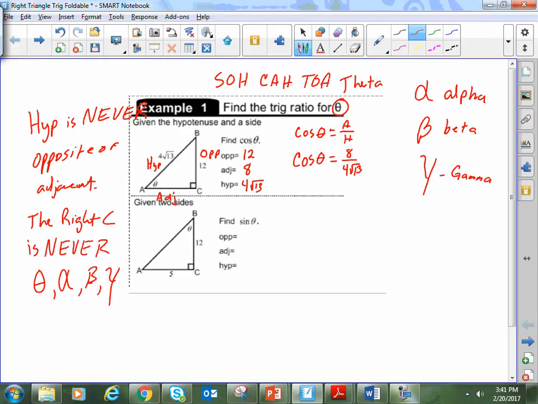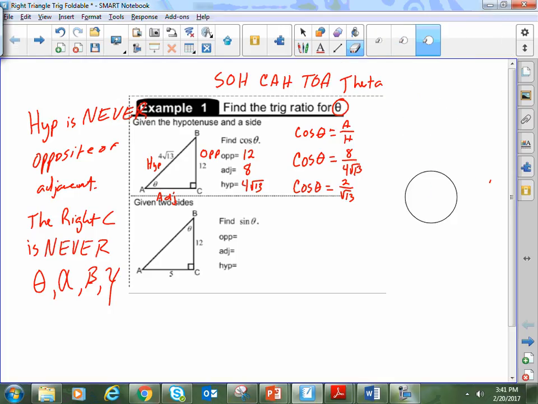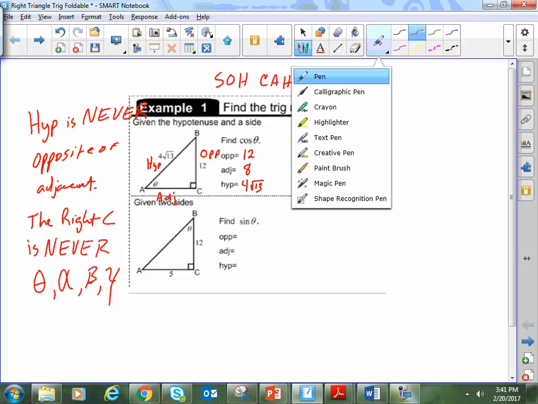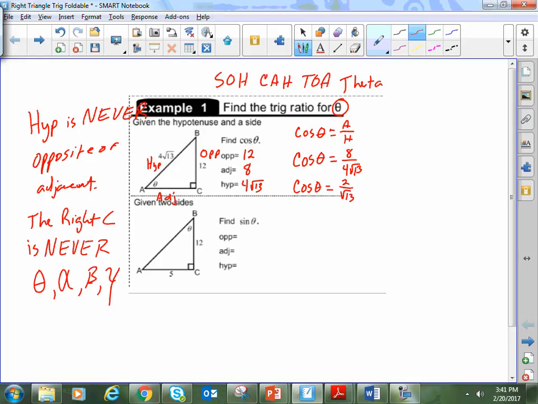And in this case, we can simplify the ratio, and I can say the cosine of the angle is equal to 2 over radical 13. Because we can't have a radical in the denominator of a fraction, we can rationalize that and say the cosine of the angle is equal to 2 radical 13 over 13. And that's what we would write as our ratio for the cosine of theta in this case.